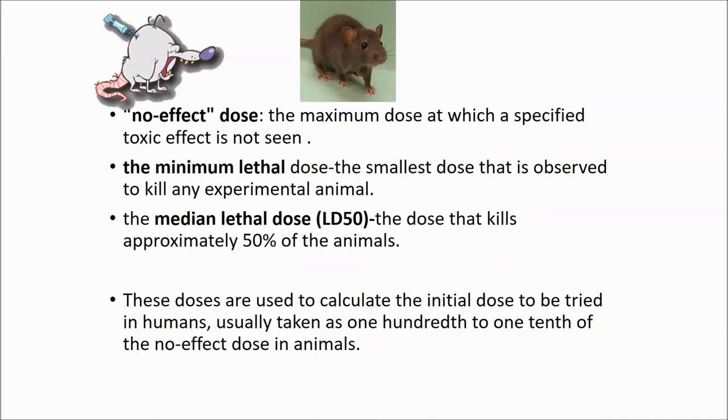So also we measure the lethal dose or the toxic dose. So we have 3 types of doses. We have no effect dose, which is the maximum dose at which a specified toxic effect is not seen. The minimum lethal dose, which is the smallest dose that is observed to kill any experimental animal. The median lethal dose, which is the dose that kills approximately 50% of the animals. These doses are used to calculate the initial dose to be tried in humans. So we extrapolate the results of preclinical data to obtain initial dose that we can start with the clinical data on humans.